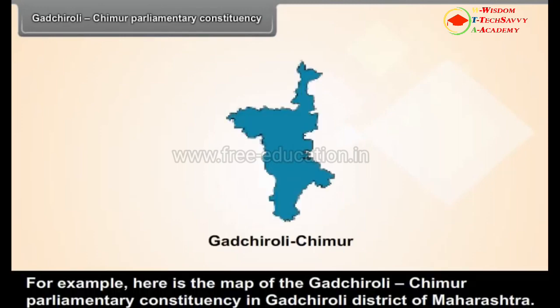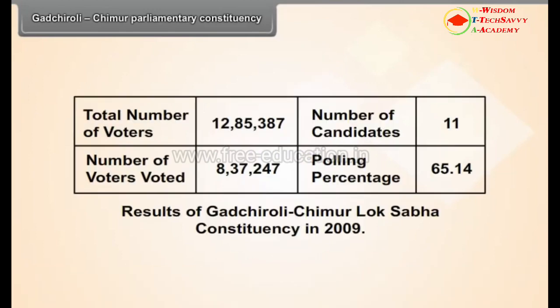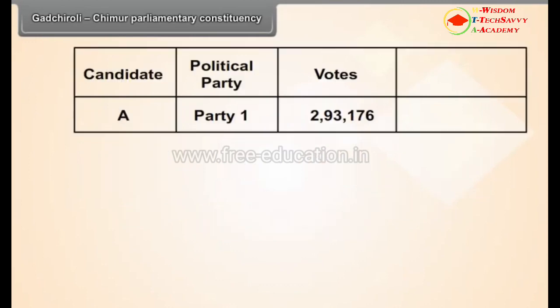For example, here is the map of the Gadchiroli-Chimur parliamentary constituency in Gadchiroli district of Maharashtra. It includes 6 legislative assembly constituencies within its area. Total number of voters 12,85,387. Number of candidates 11. Number of voters voted 8,37,247. Polling percentage 65.14.